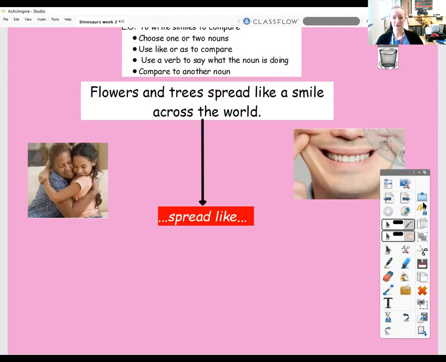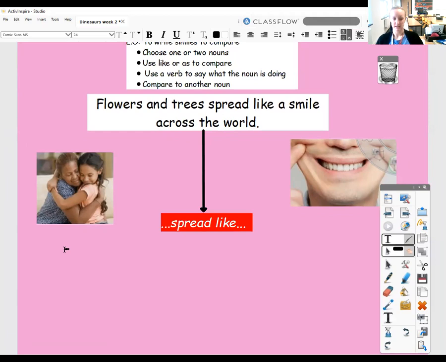Instead of using flowers and trees, I'm going to use a different object. I'm going to use plants and shoots, I think. Plants and shoots. Let me sound out shoots. Shoot. Shoots, great. So plants and shoots.